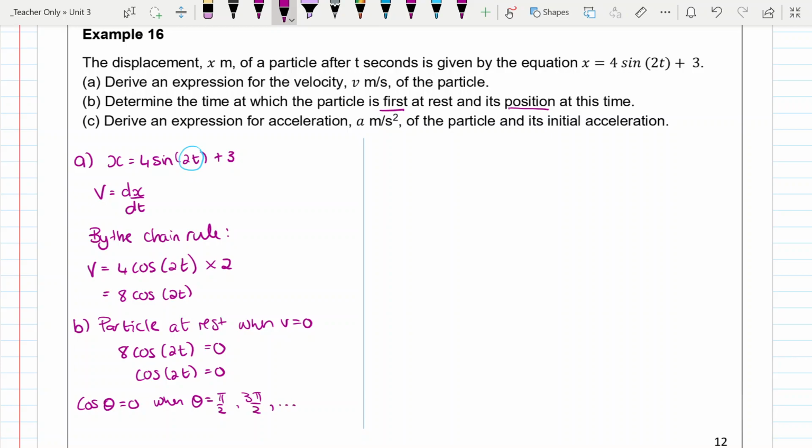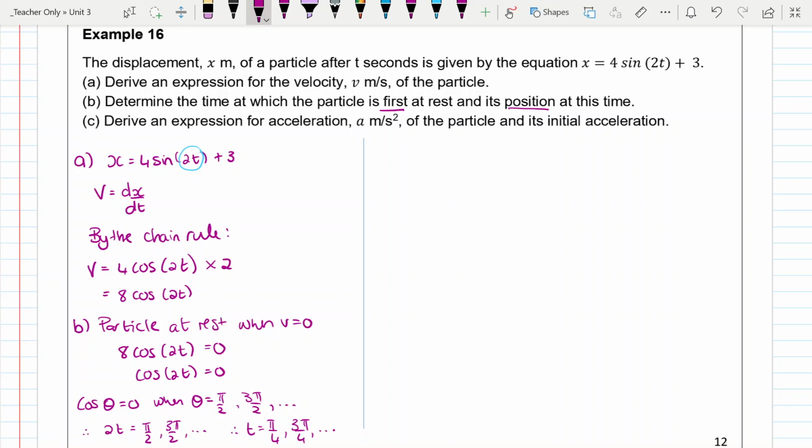So in this case, our theta is equal to 2t, so therefore 2t must be equal to pi on 2, 3 pi on 2, etc., etc. So therefore, when t is equal to pi on 4, 3 pi on 4, etc. So therefore, it's first at rest when t is pi on 4 seconds, and you could approximate that to 0.79 seconds, but tech-free, you would leave it as pi on 4 seconds.